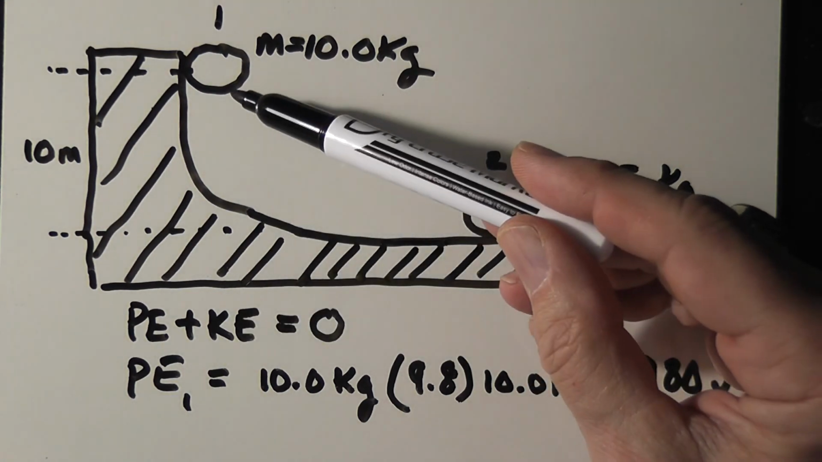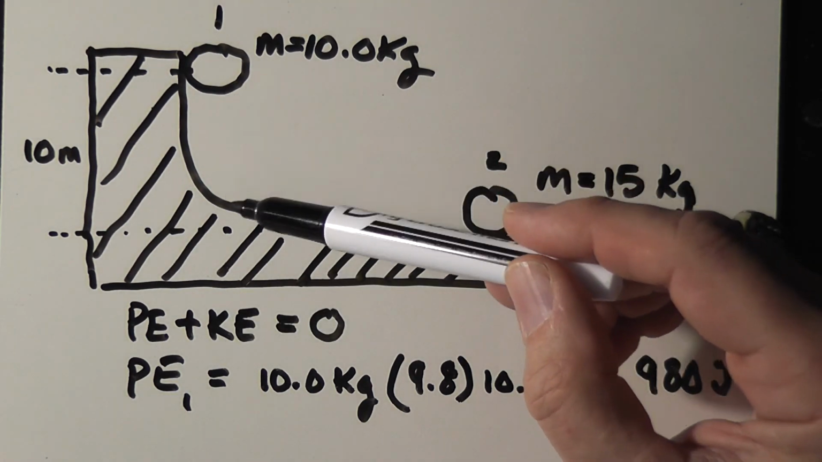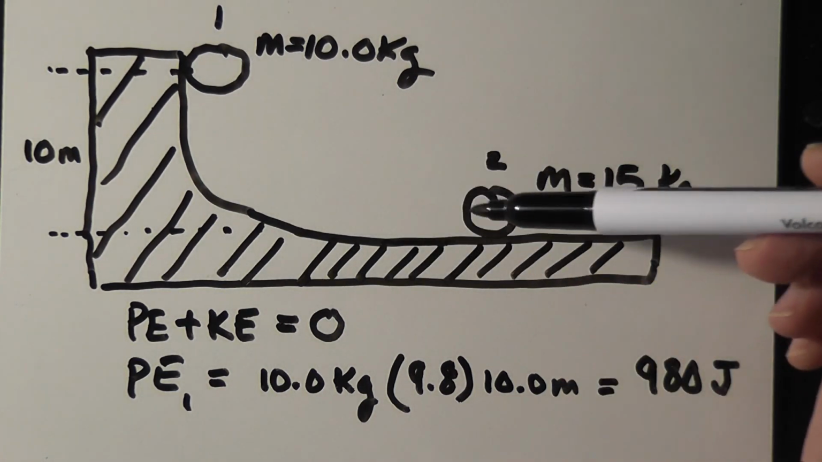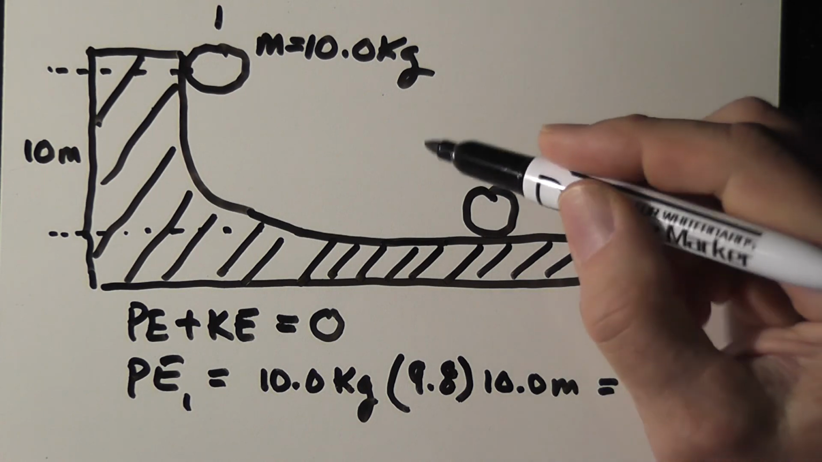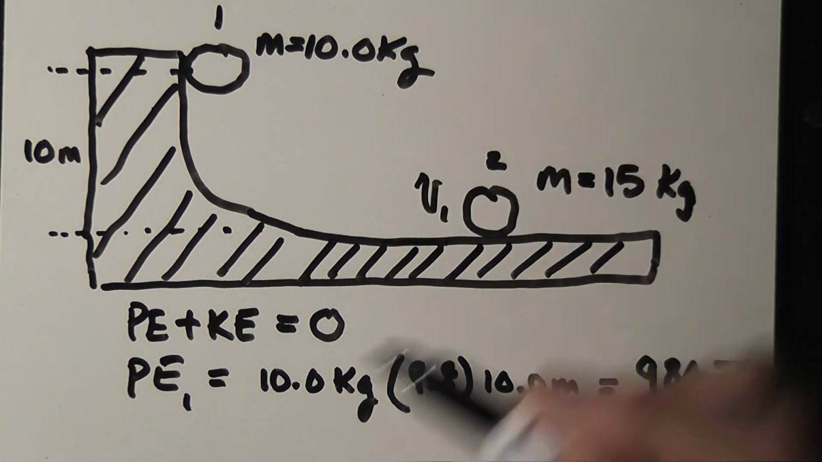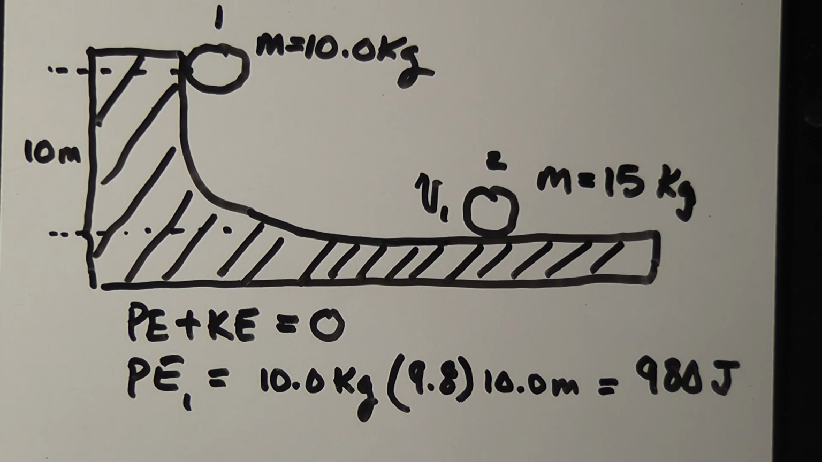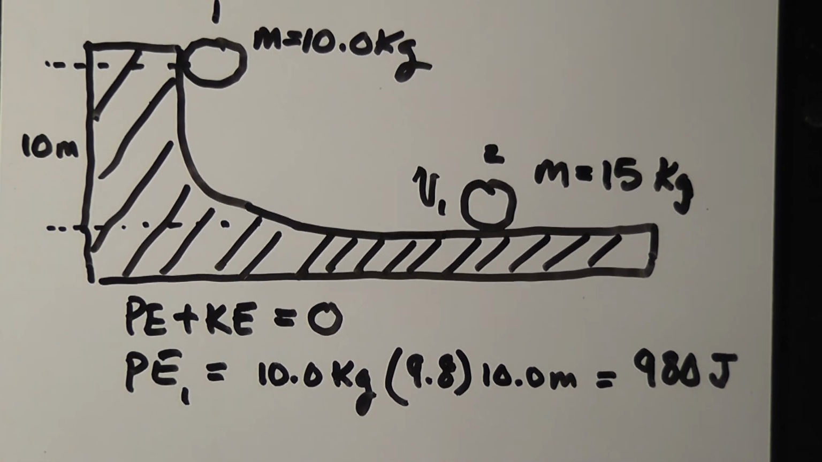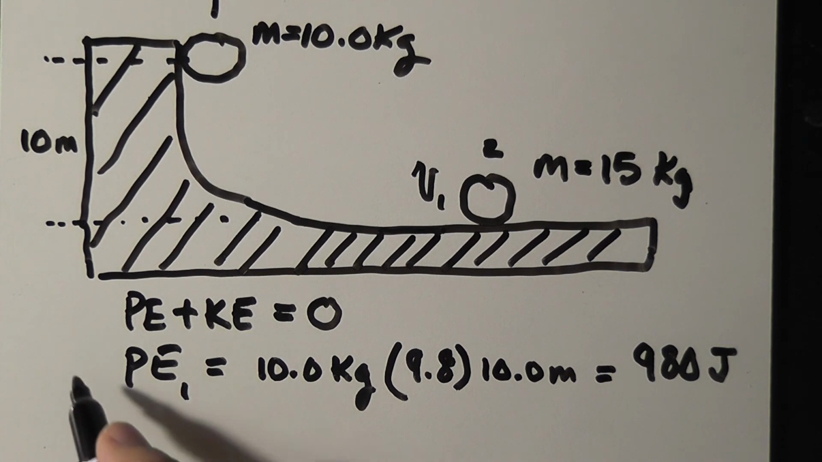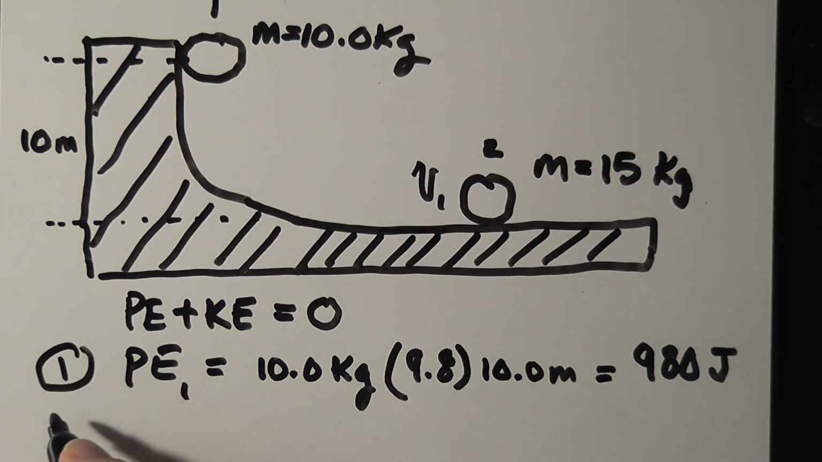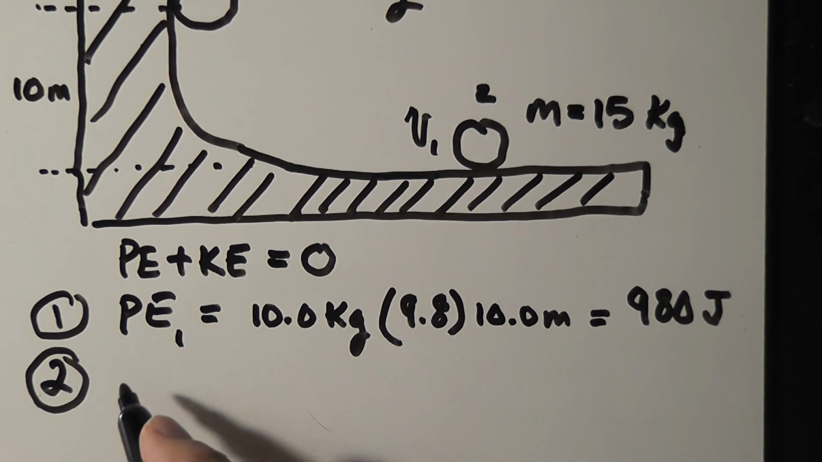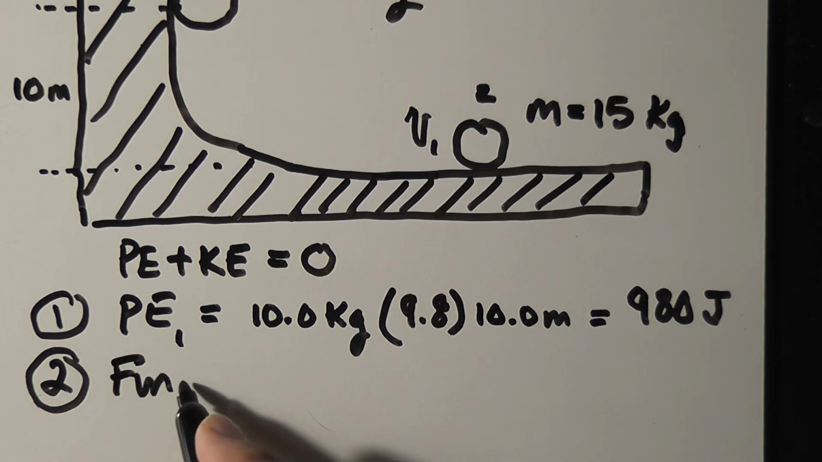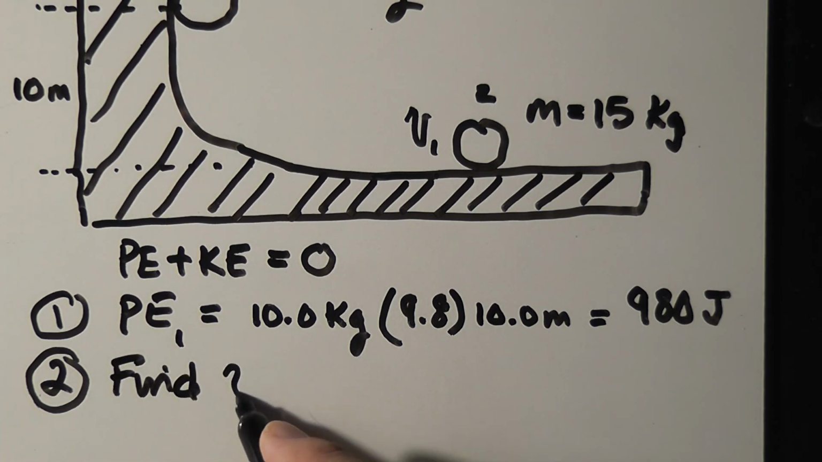Okay, so with that is our potential energy, and that potential energy will be equal to kinetic energy. So what we need to know is that when this ball rolls down, it's let go, and it collides with ball number 2, we want to know what is its velocity. We'll put V1 right there. Okay, so what is its velocity? Well, this is step number 1. Step number 2 is to find V. So we want to find V1.